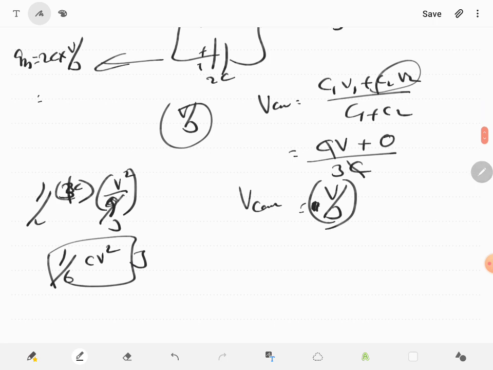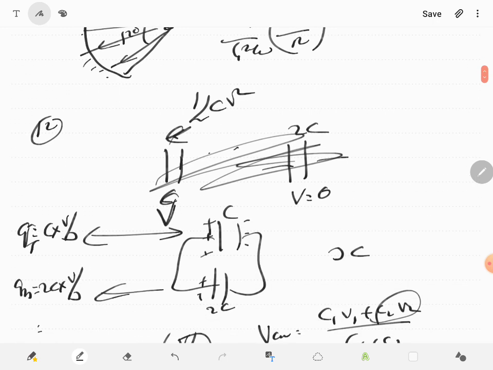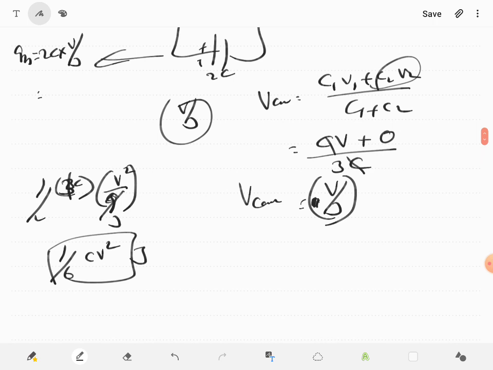And what is the energy stored in A initially? Initially it will be half CV squared, because A is charged and that's the only energy available. The other one is uncharged. Are they asking for the ratio? If they ask, you can write it. So the total energy stored in A and B is done.